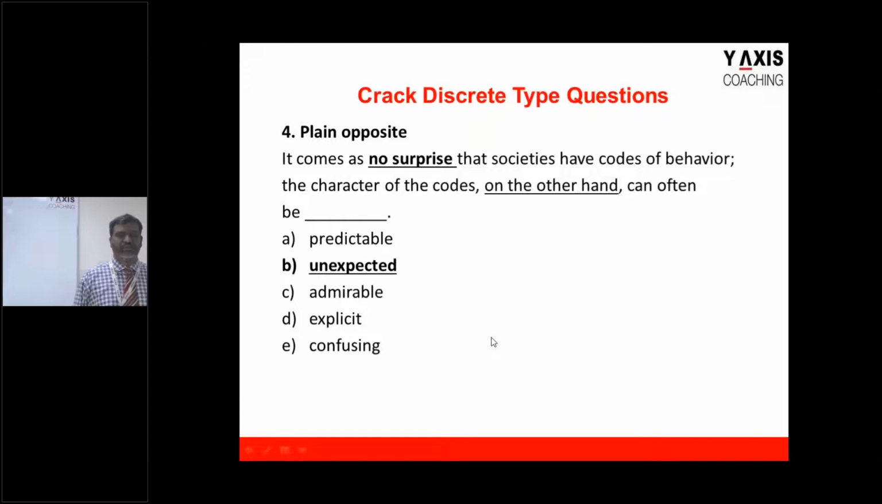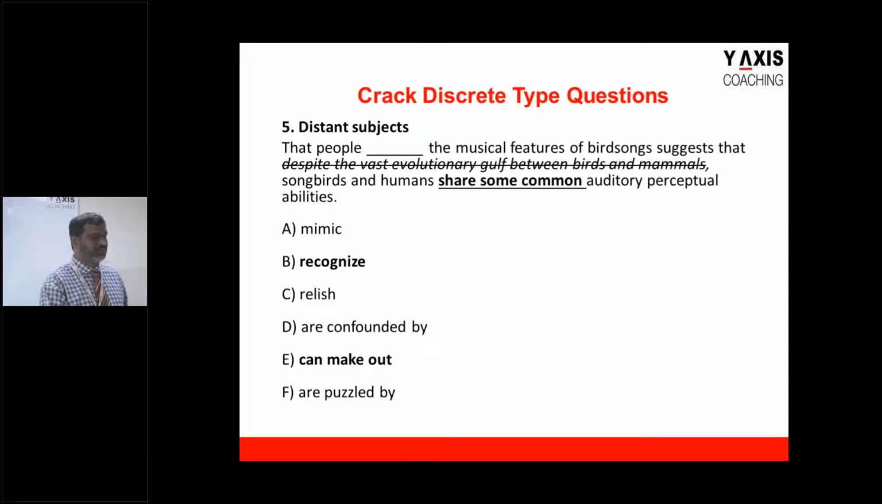And the next one is opposite. On the other hand, indicates that you need an opposite of the meaning of the sentence in the blank. So it is no surprise that societies have codes of behavior, but you have on the other hand. So you need a word that says the opposite of no surprise. The opposite of no surprise is surprising. The only word that can go with surprising there is unexpected, right? So therefore, that's the word that goes with the blank.